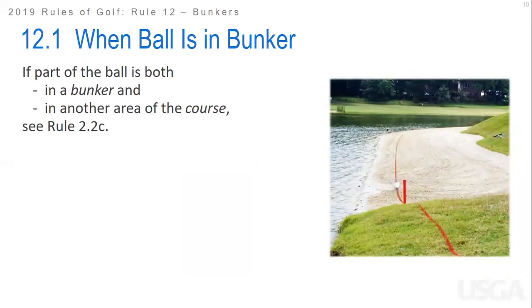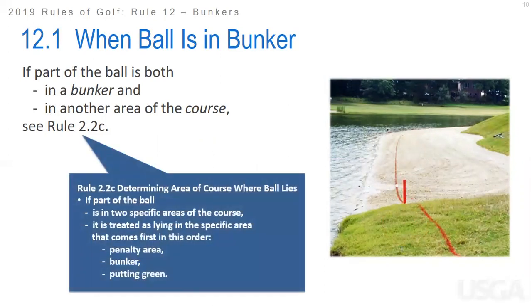Now, if part of the ball is both in a bunker and in another area of the golf course, please consult Rule 2.2c. This outlines a specific order that determines which area of the golf course your golf ball is in. In the picture on the right, this golf ball is resting in the bunker, but also touching the red penalty area. In this case, because of Rule 2.2c, that ball is deemed to be in the penalty area. So if you have any questions out there when your ball might be touching one or the other, just consult that rule.